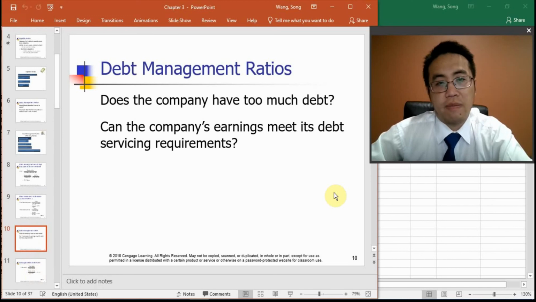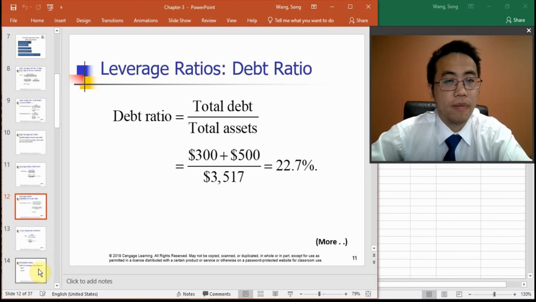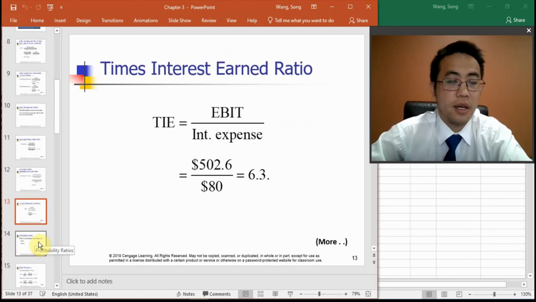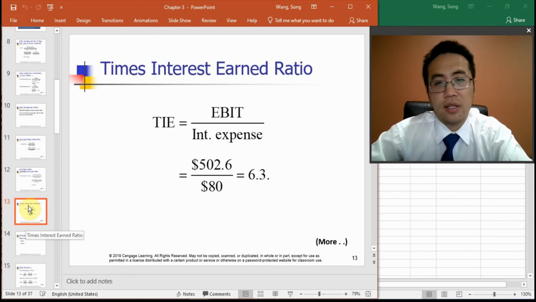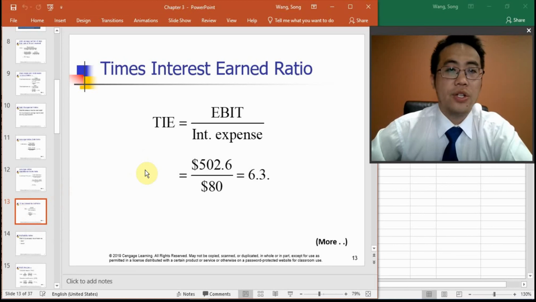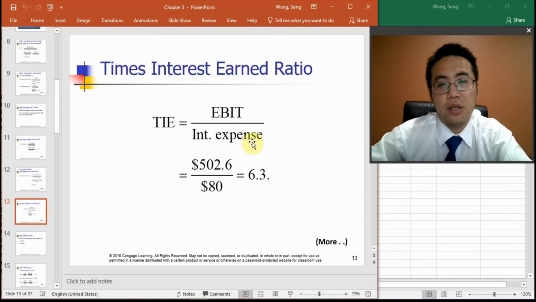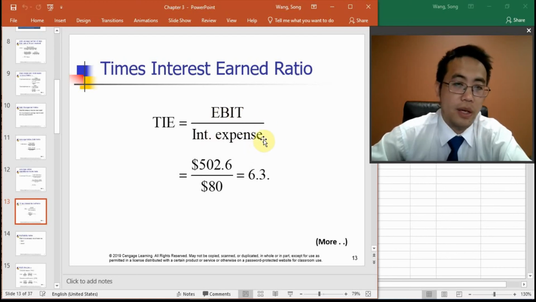Another ratio category is called debt management ratios, and that tells you whether the firm has too much debt and whether the firm's earnings meet its interest payment. All right, as I said, these ratios will be practiced in the Excel project, but I do want to mention here that for the coverage ratio, you can use the earnings, which is an item from the income statement, divided by the interest expense. So you want the earnings to be sufficiently large to cover the interest expense, which you want to be limited.